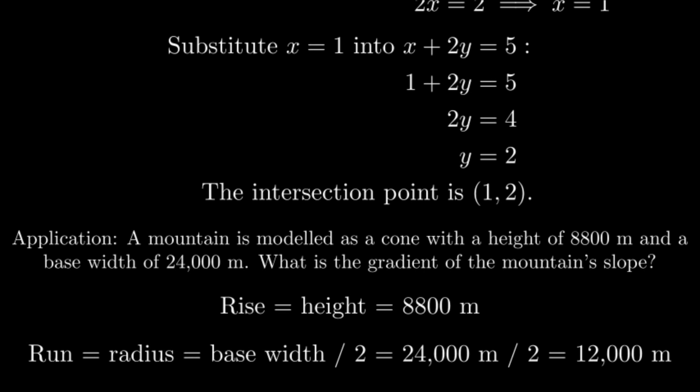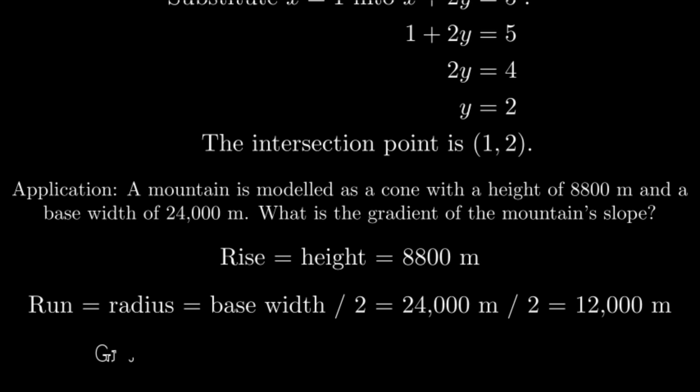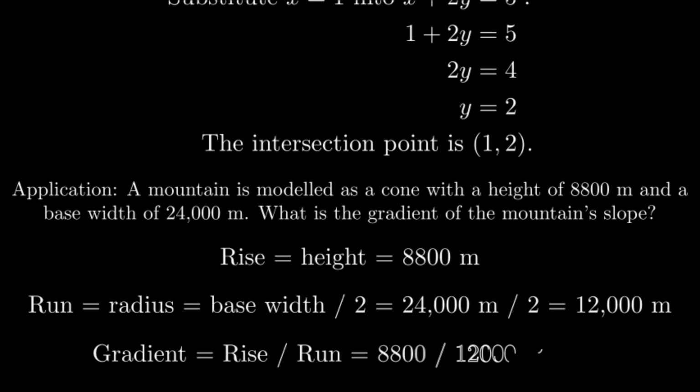Now we can calculate the gradient. The gradient is the rise divided by the run, which is 8,800 divided by 12,000. This simplifies to 88 over 120, or 11 over 15, which is approximately 0.733. This gives us a measure of the mountain's steepness.